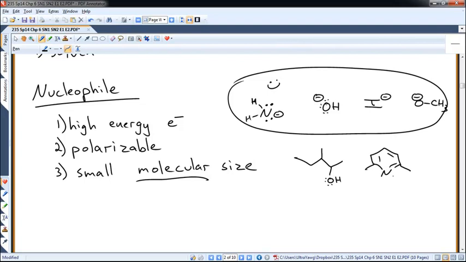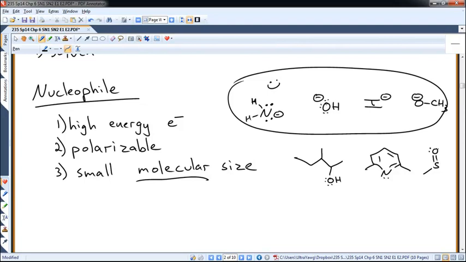Some other examples, like this. As you start to pile on the atoms, now we're talking about the nitrogen, which is the nucleophilic part, but then we've got 7 carbons and a bunch of hydrogens. There's just a bunch of stuff that gets in the way.